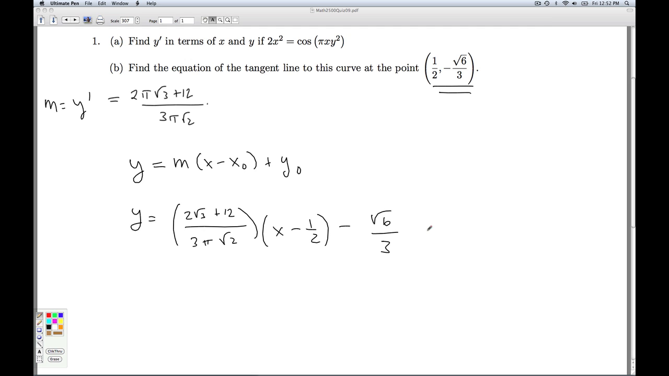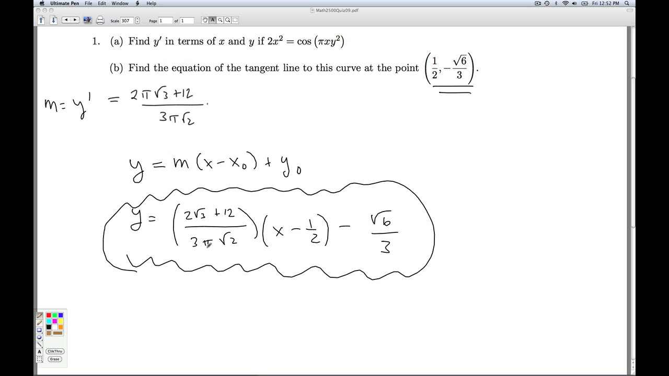And so there you have it. You could ask, is there anything to be gained by multiplying this out and simplifying? It's going to be ugly no matter how you do it. So there's our tangent line, and that'll do it for quiz 9.